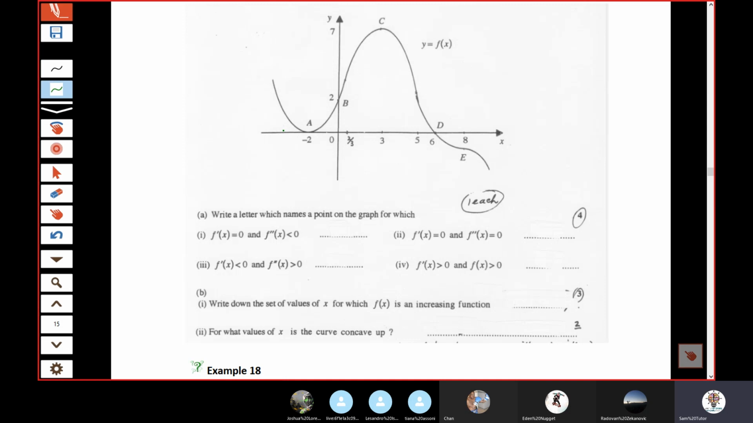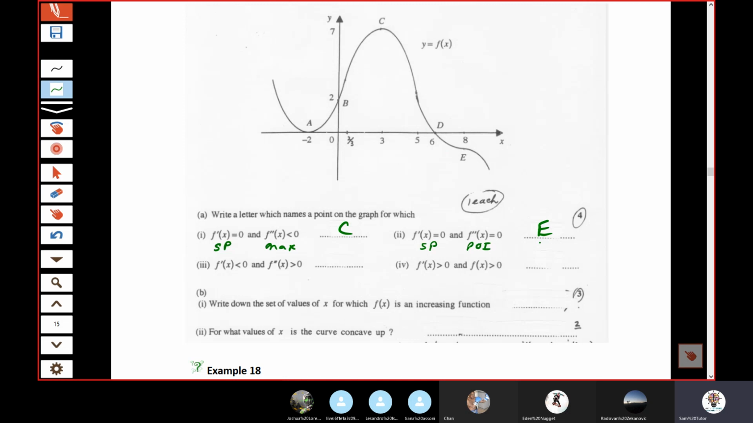All right, let me have a look. Write a letter which names a point on the graph for which, see, again, it looks like a lot, it's weird. Don't do it that way. Write some things down that you know. This, I know stationary point, and this one I know max. I want a max stationary point, which looks like C. This one, stationary point and point of inflection. That's a horizontal point of inflection, right? Because if it's stationary, which is horizontal, and it's a point of inflection, it's a horizontal point of inflection, which looks like E. Good job.